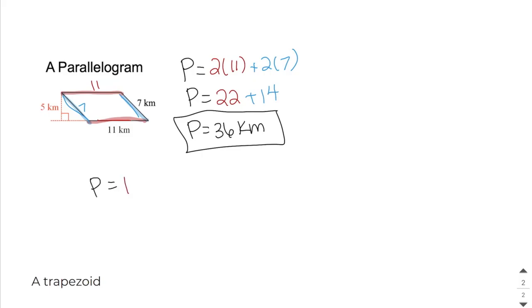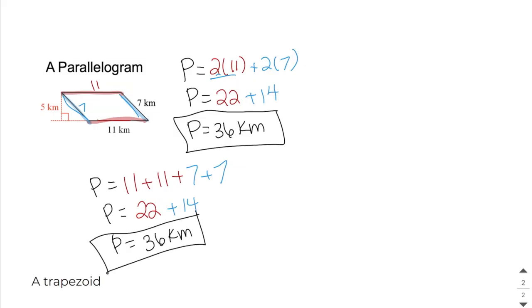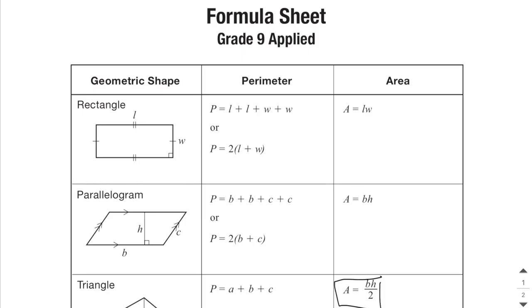So to find my perimeter, I have a couple options. I could either do 2 times 11 because we have two sets of 11, plus 2 times 7 because we have two sets of 7. And so here we would end up getting P equals 2 times 11 is 22, and then 2 times 7 is 14, and 22 plus 14 is 36. So we could either get 36 kilometers, or our other option is to do 11 plus 11 plus 7 plus 7.